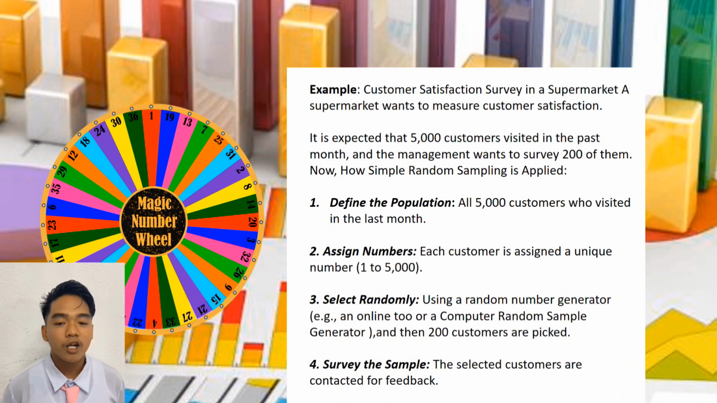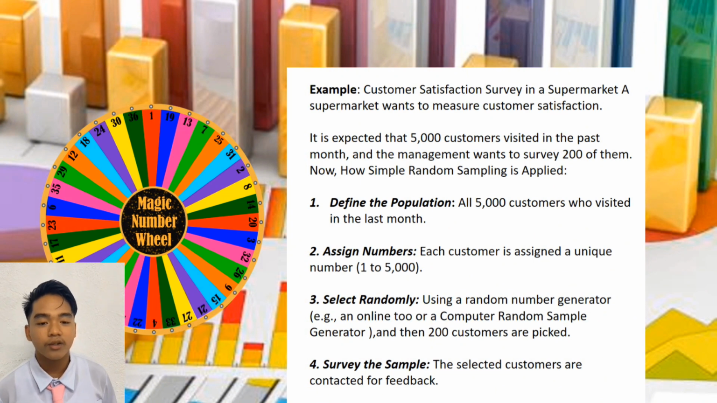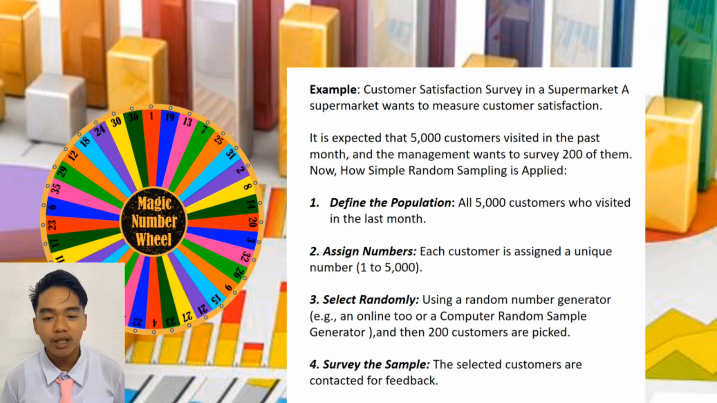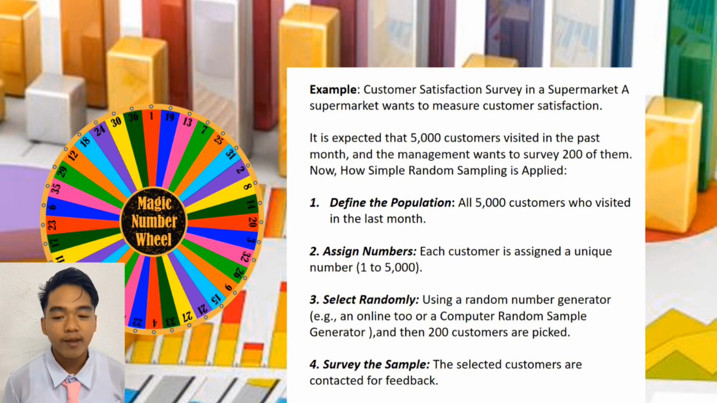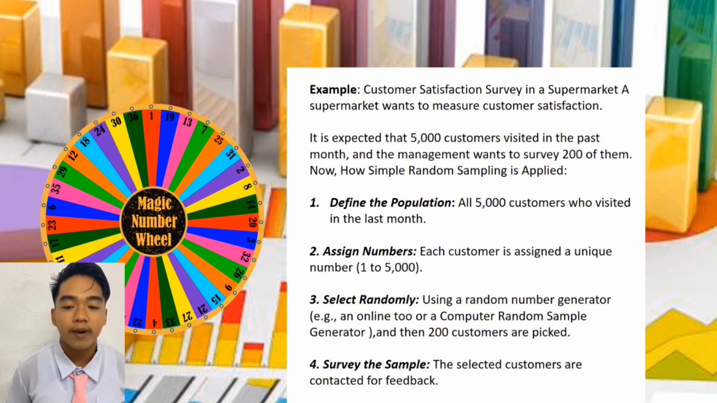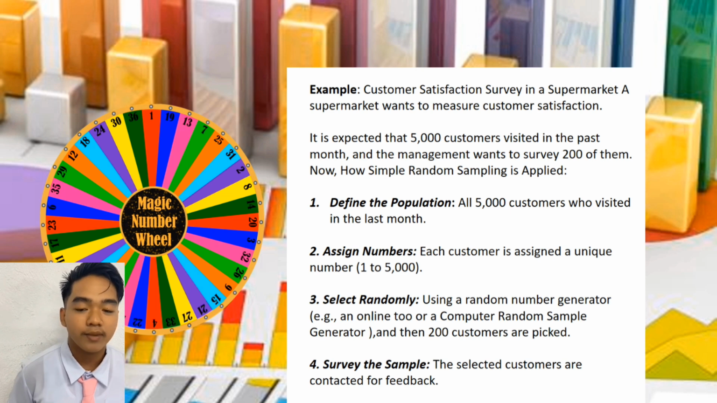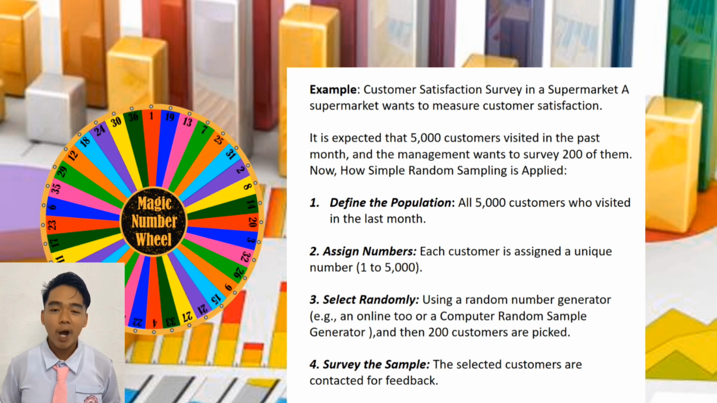An example is a customer satisfaction survey conducted in a supermarket. A supermarket wants to measure customer satisfaction, and it is expected that 5,000 customers visited in the past month, and the management wants to survey 200 of them. Now, how is simple random sampling applied?